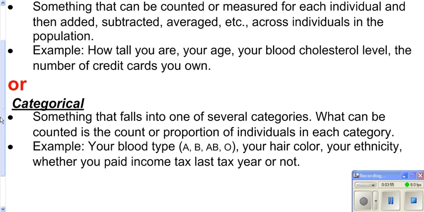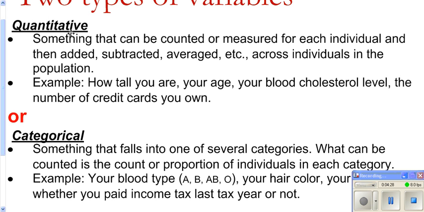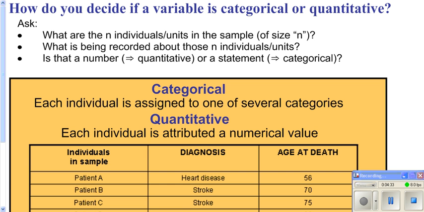And then there's categorical. Categorical would be, it's going to fall into one of several categories where it's not being described with a number. It could be blood type A, B, AB, or O. Could be hair color. We're not able to add these together. The only thing we can do with these is tell you the proportion or percent of how many fall in each category. So once again, if it's quantitative, it's typically represented as a number. If it's categorical, it's typically represented with a word or a short phrase.